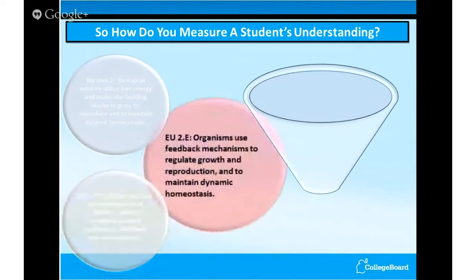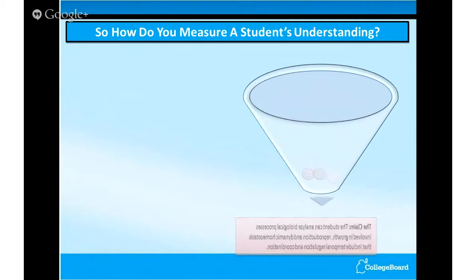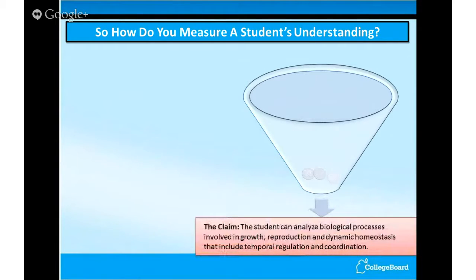We're going to use enduring understanding 2E. Again, don't worry about the coding here. Organisms use feedback mechanisms to regulate growth and reproduction and to maintain dynamic homeostasis. So again, to oversimplify this, we take our 3 components, we throw them into the magic hopper, and out will come a claim based off of those 3 components. And it'll rise up in just a second. You can't see it.